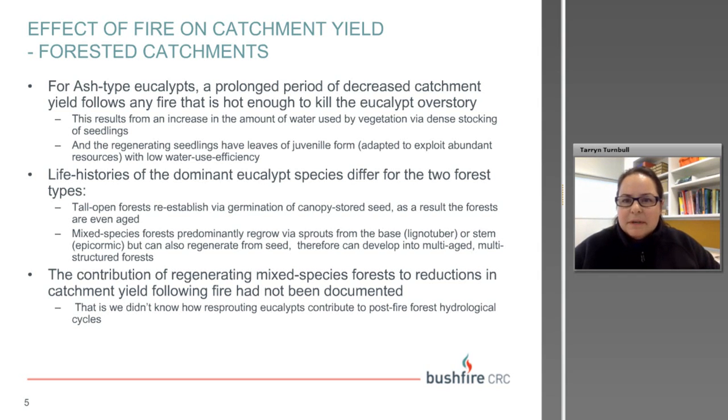But mixed species forests regenerate differently than ash-type forests after a fire. They can also regenerate by seed, but they also regenerate quite often by release of epicormic buds that are located along the entire length of the tree bole. The impact of that life history strategy, that is regenerating by epicormic sprouting, on catchment yields was undocumented before our project.